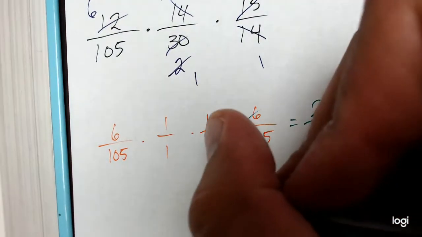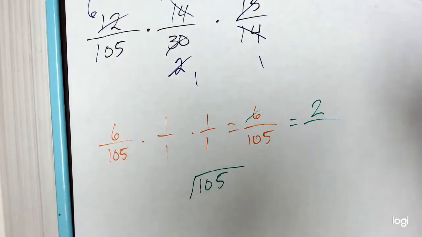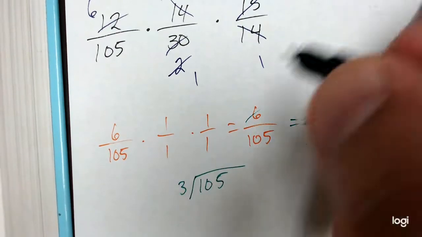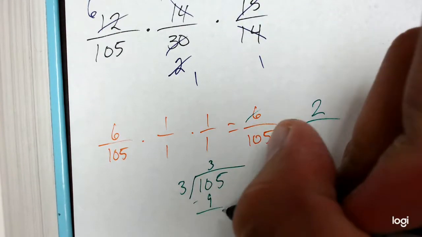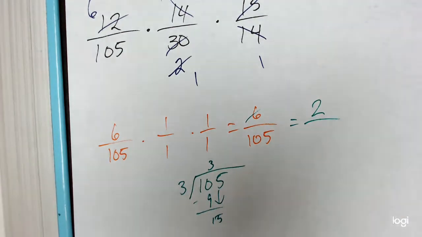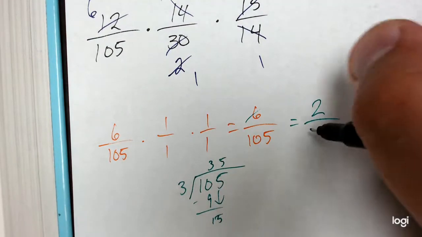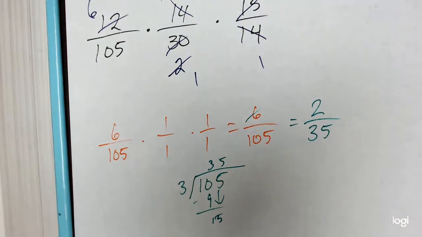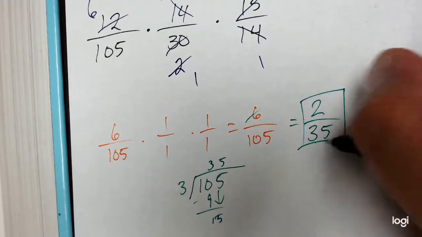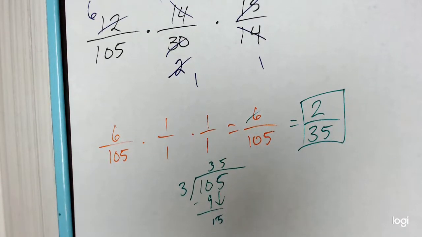Now let's see what happens if I take 3 into 105. 3 goes into 10 3 times, I get 9, carry the 1, and 3 goes into 15 5 times, so I get 35. I can no longer reduce, and my final answer is 2 over 35.